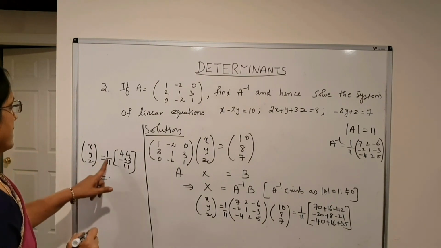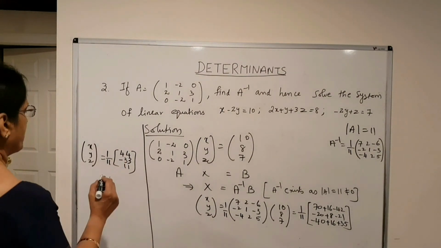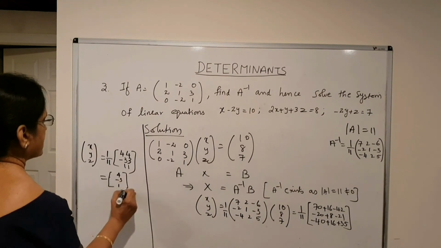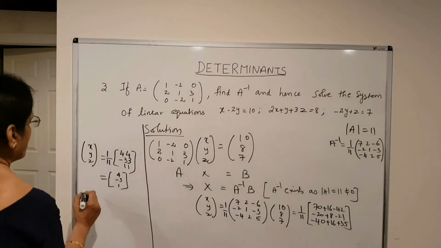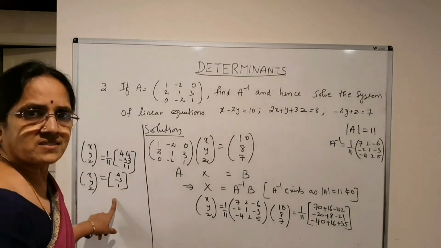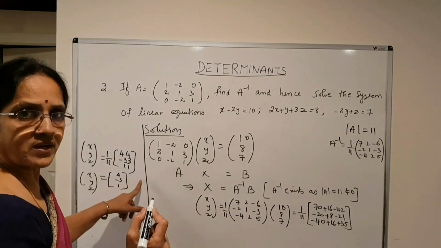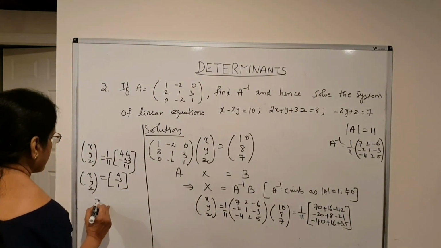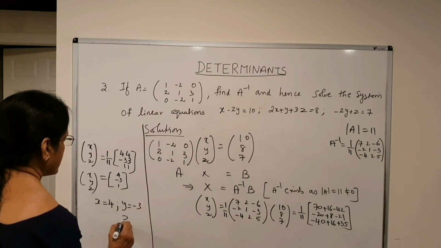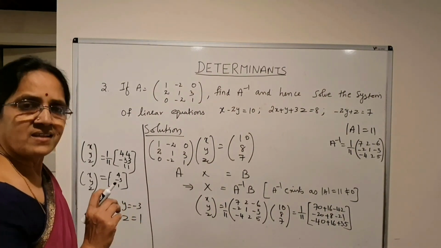Now, let me take this 1 by 11 inside, or divide every element by 11. I will be getting the matrix 4, -3, 1. Now, that is your x, y, z. Since these two matrices are equal, the corresponding elements also will be equal. When you equate the corresponding elements, you will be getting x is equal to 4, y is equal to -3, z equal to 1. So, you got the values of x, y and z.